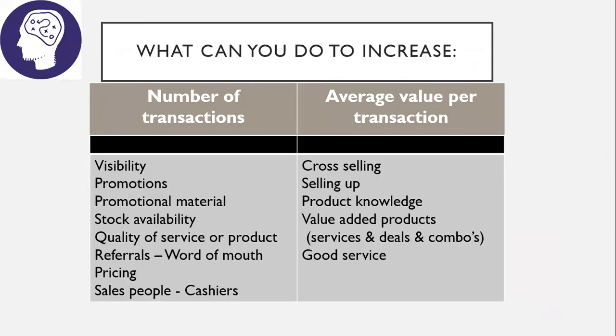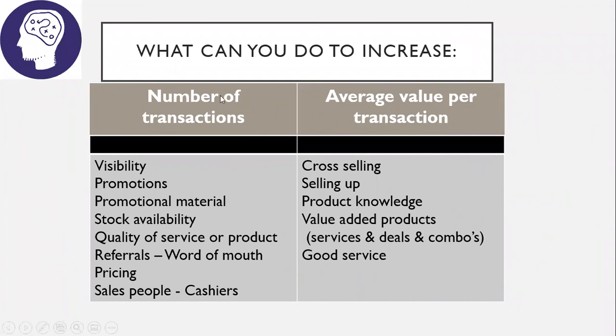So in order to increase the number of transactions, there are a couple of ways we can do that. One is by improving the visibility of your business, and that could be through signage, or branding on your trucks. You could do promotions where, if you know that people's geysers generally break a lot in winter, you can tell people that you'll give a discount for that. Any promotional material like flyers or anything.